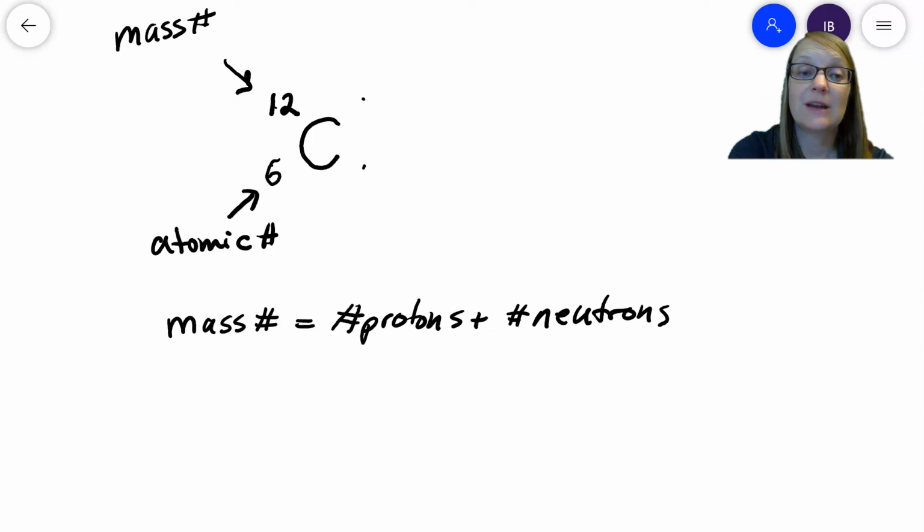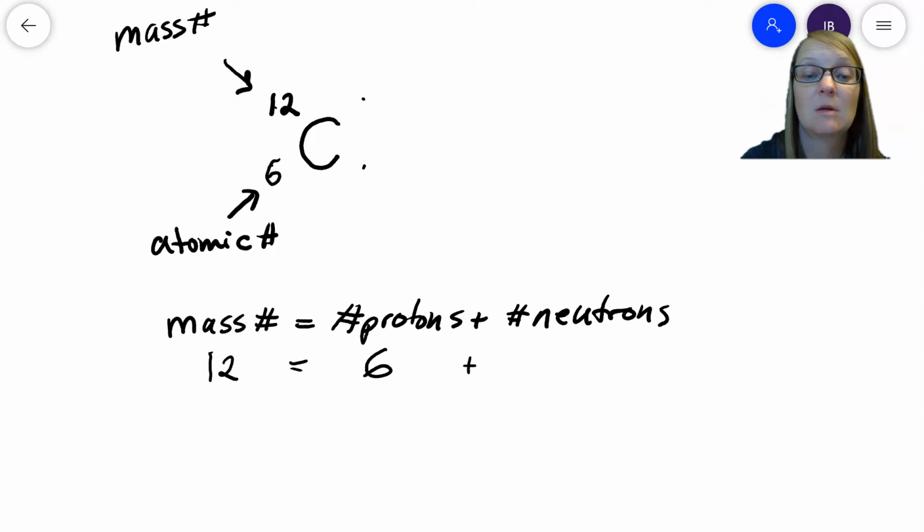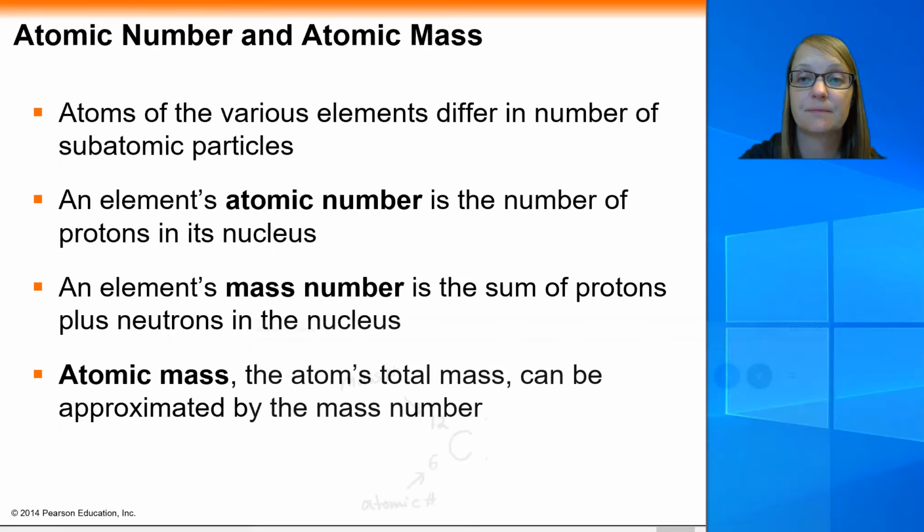So that means if we have the atomic number and the mass number, we know the number of protons, and we can figure out the number of neutrons this particular atom has. The mass number was 12, and we know that it has 6 protons because that's the atomic number. What's the number of neutrons? Hopefully you said 6. So this particular atom has 6 protons and 6 neutrons.